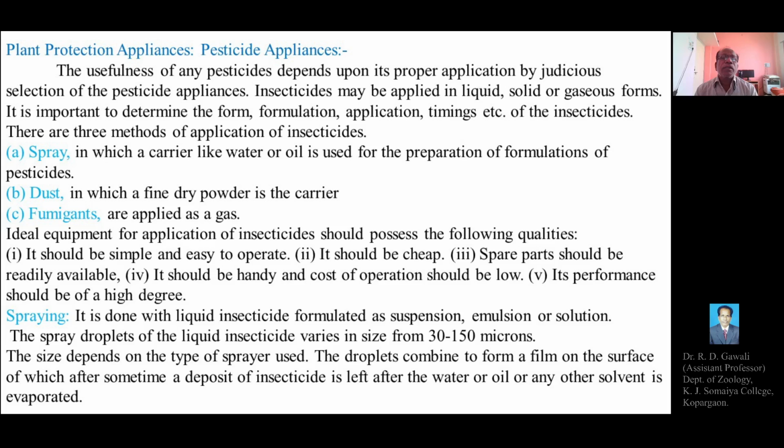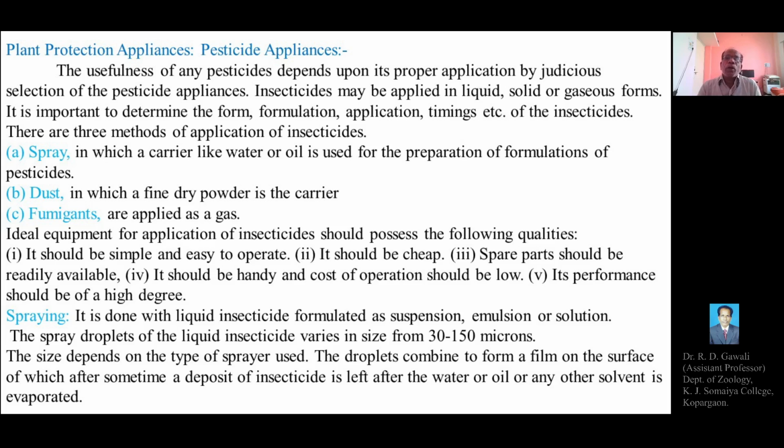So, the usefulness of any pesticide depends upon its proper application, by judicious or suitable selection of the pesticide appliance or the equipment. Insecticides may be applied in a liquid, solid, or gaseous state. It is important to determine the form, formulation, application, and the timing of the application of the insecticides, etc.